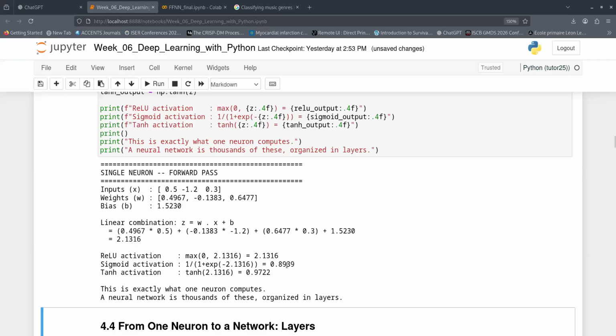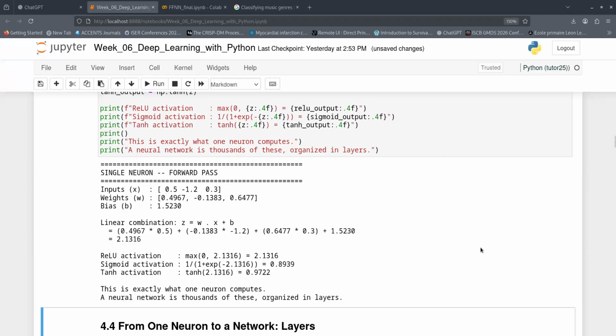which gives us 0.8939. Just remember, the output value of sigmoid is between 0 and 1, and for tanh it is between -1 and 1. For tanh, we just apply tanh of z, and we have 0.9722. So this is exactly what one neuron computes. A neural network is thousands of these organized in layers.